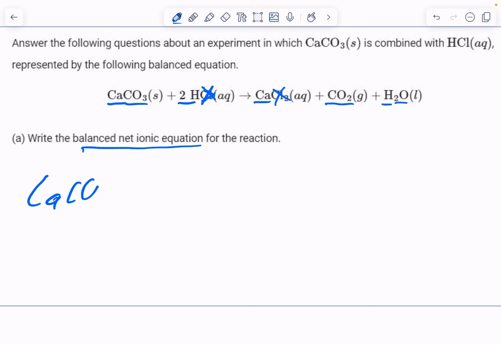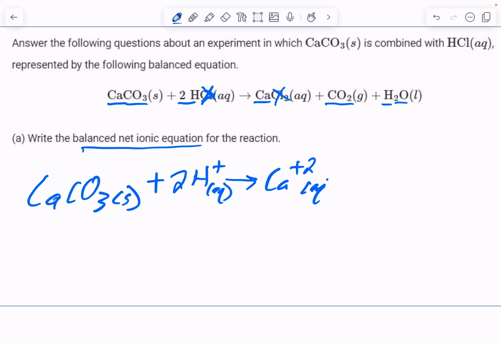So we have CaCO3 solid state plus 2H+ ions, hydrogen ions, that's the aqueous state. We'll go to form a calcium 2+ aqueous state. The calcium is a 2+. It's an alkaline earth metal. Also, we can see here chlorine forms a -1 charge, and there are 2 of them. And then that will also form carbon dioxide in the gas state. It's not an ion, so it won't break into its ions. And liquid water also is not going to form ions. So this would be the full net ionic equation for this reaction.